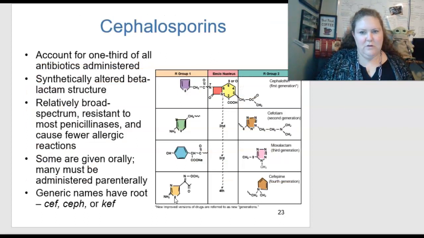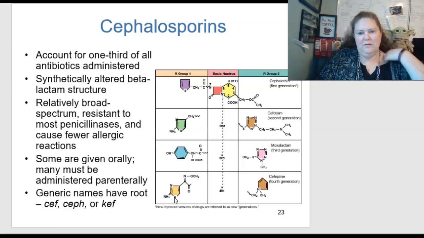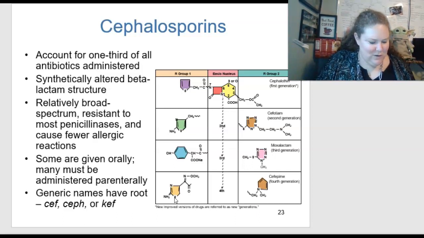Moving on to the cephalosporins, these account for about a third of all antibiotics that are administered. These are synthetically altered beta-lactam structures, and they are relatively broad spectrum. They're resistant to most penicillinases, and they cause fewer allergic reactions. Some are given orally, but many must be administered parenterally. The generic names have the root words Ceph, Kef, or Cef. So this is figure 12.8.